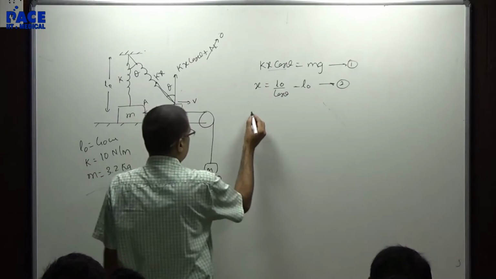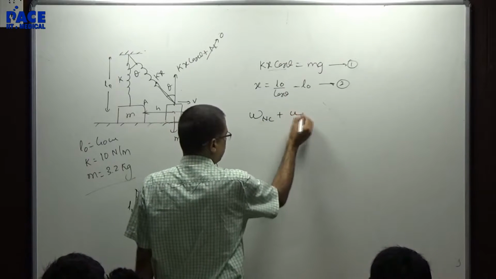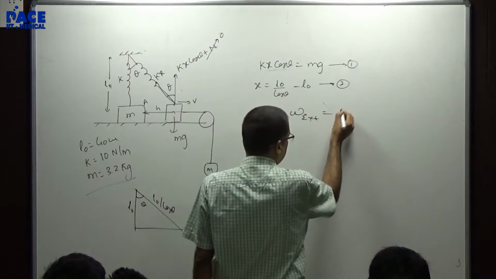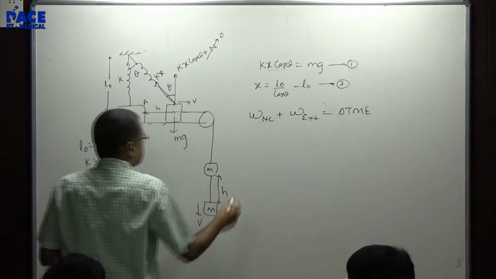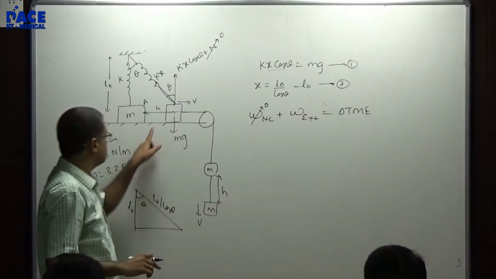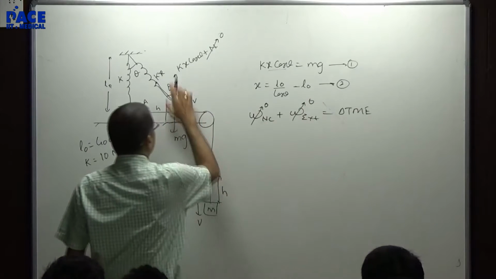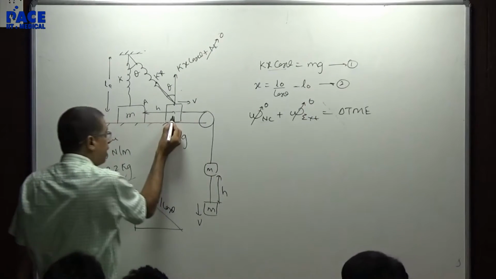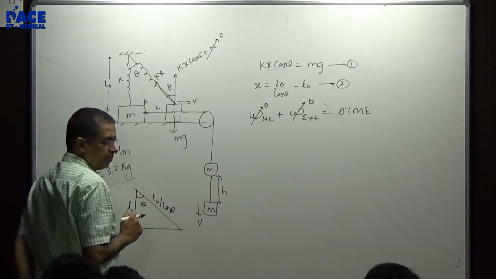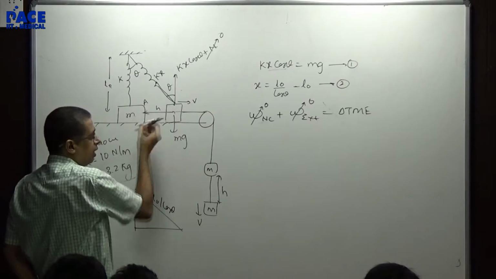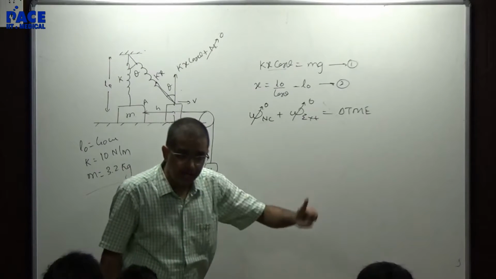Third, work done by conservative and non-conservative forces plus work done by external forces is equal to delta TME. Yes or no? Non-conservative forces don't exist. The surface is smooth. The external force is the normal force. From here till here it does exist, but it is perpendicular to the displacement. So work done by the external force is 0. So delta TME is 0.